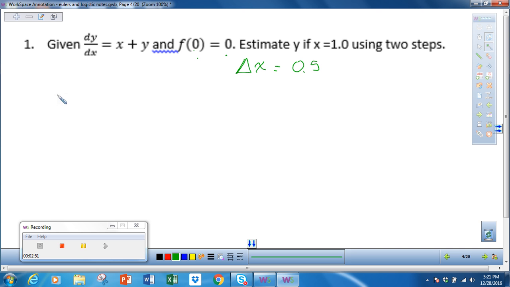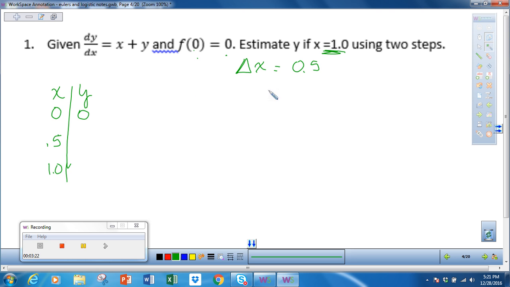So you want to start by just writing your table. These are my x values and my y values. I was given the initial condition 0, 0. And since my step size is 0.5, that means that I'm incrementing my x value by 0.5 each time. So my next x value would be 0.5, and my last x value would be 1.0, which is where I'm trying to go. I'm trying to get to 1.0 using 2 equal step sizes. So I've set up my x values.